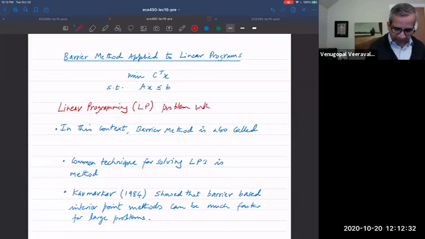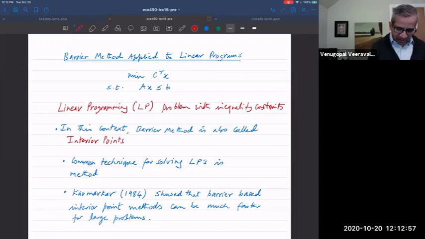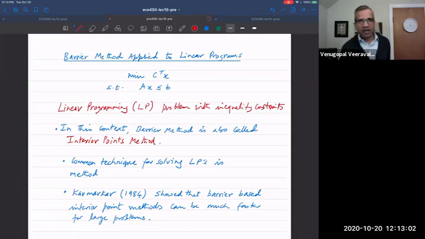With inequality constraints. Why am I talking about this? In this context, it was when this barrier method was first introduced, and that's why this barrier method is also sometimes called an interior point method. Although for interior point methods, there are other ways in which you can guarantee that the solution that you're getting is always going to remain an interior point in every iteration.